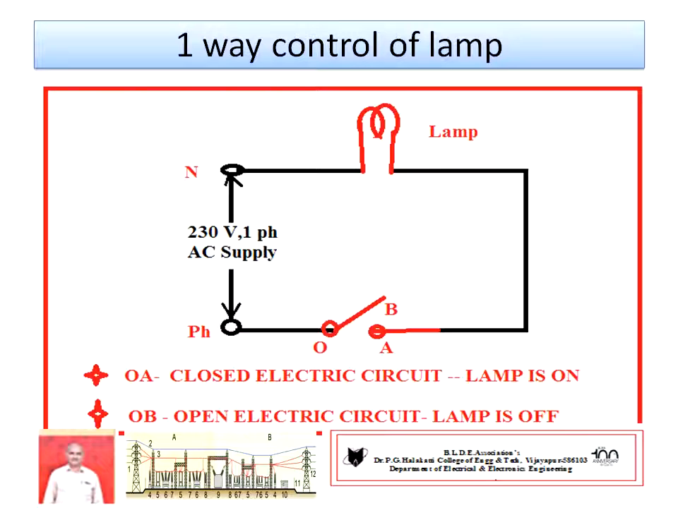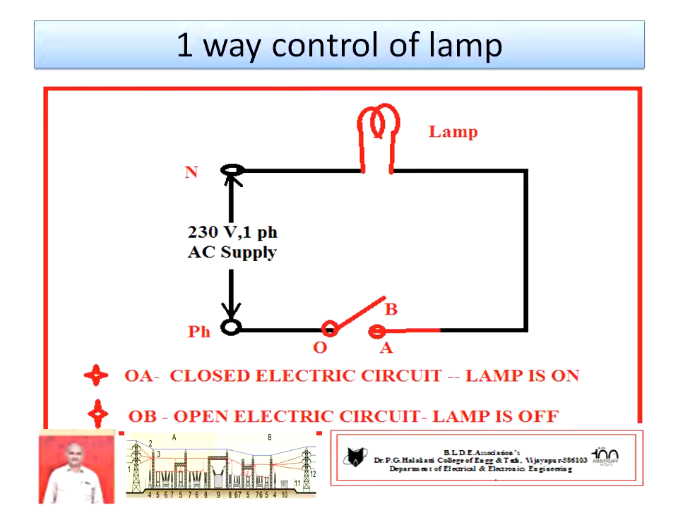Before going to two-way control of a lamp, first we have to understand what one-way control of a lamp means. You see there, the wiring goes from the phase wire to the switch, then to the lamp, and the lamp is returned to neutral. It results in a closed electric circuit. What is a switch? A switch is a contact. When you make it the on position, the circuit is going to close. OB makes contact with OA, which results in a closed electric circuit. In a closed electric circuit, current flows, hence the lamp is on.